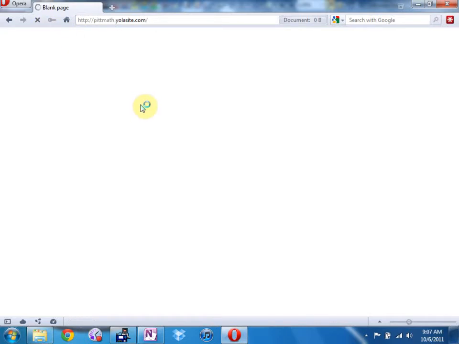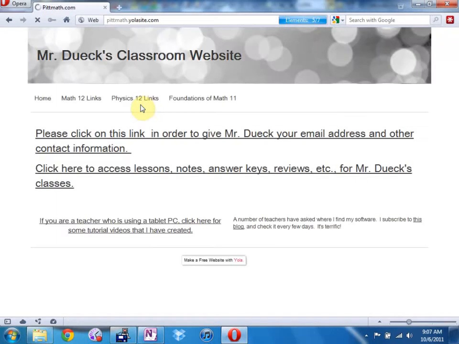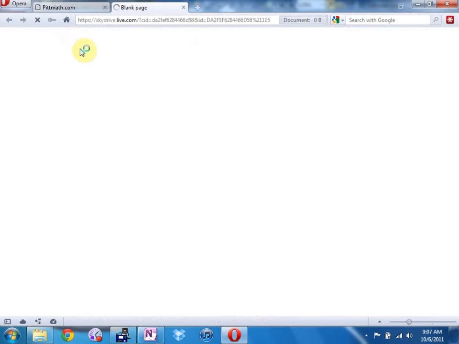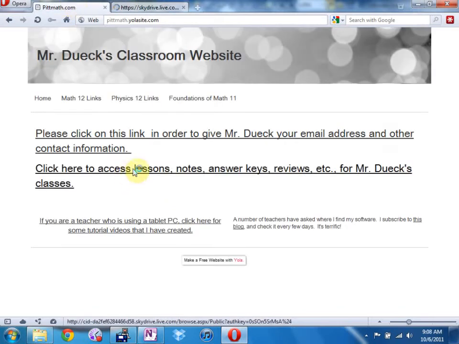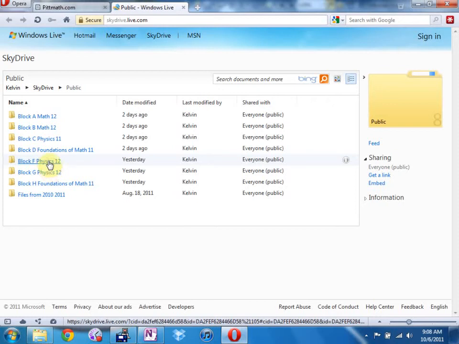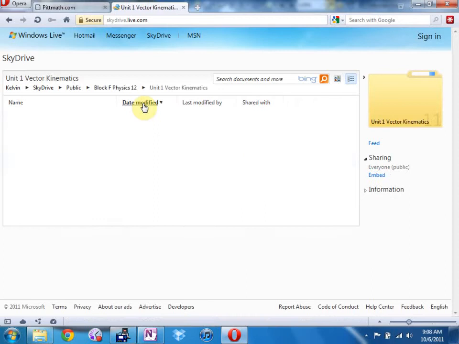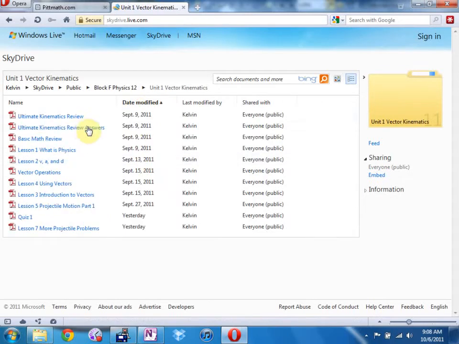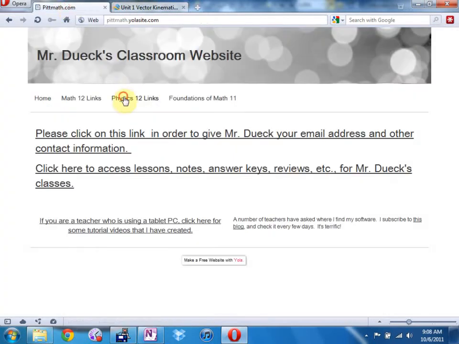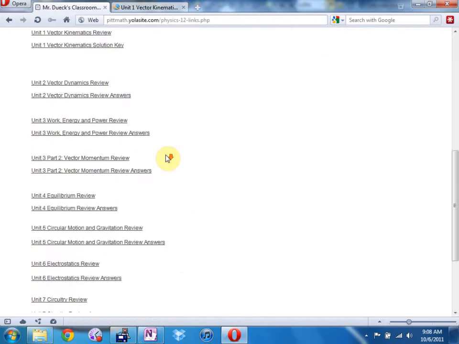Okay. There's 2 ways to get the Physics 12 answer keys. One way is if you click on my SkyDrive. That's this link right here that says click here to access notes. And that, if you go to Block G, Kinematics, it's always one of the first things that I upload. So if you sort by date modified, you will see Ultimate Kinematics Review. There's a blank copy. And Ultimate Kinematics Review Answers. The quicker, easier way is if you click on Physics 12 links, I have all the reviews that I'm going to be giving you out this year down here as well, along with answer keys. Whichever way you want to navigate there.